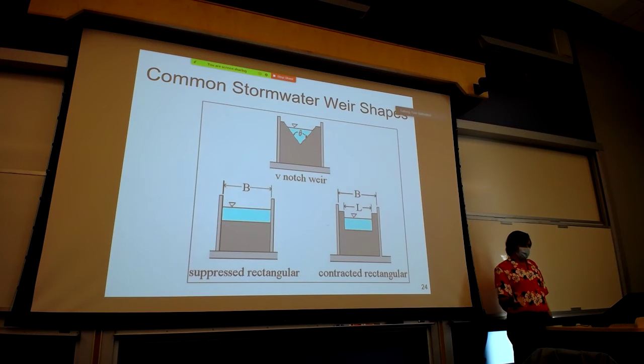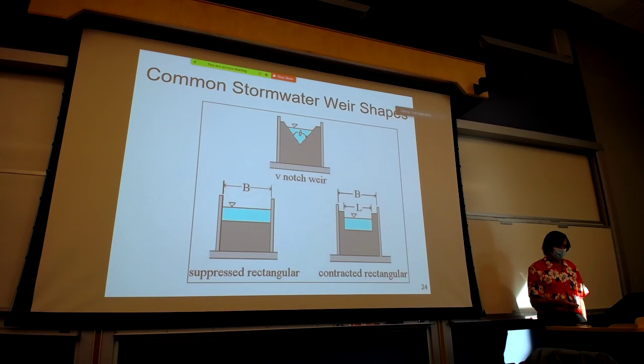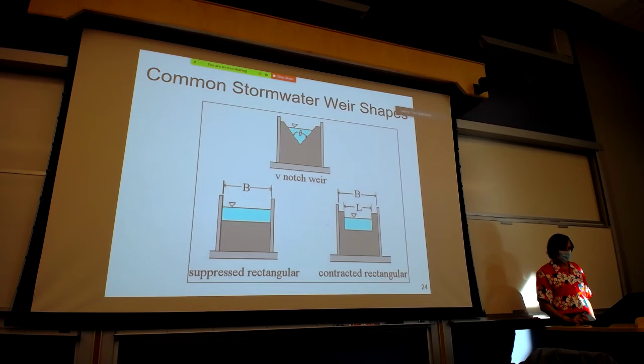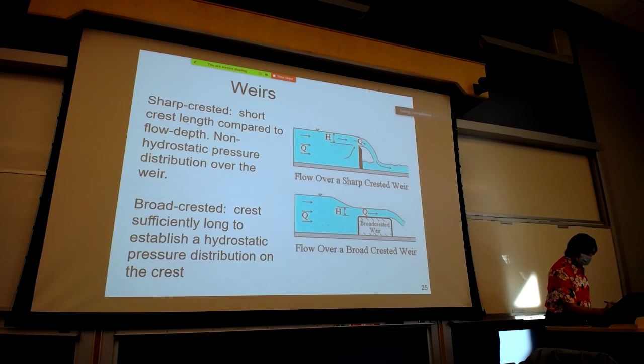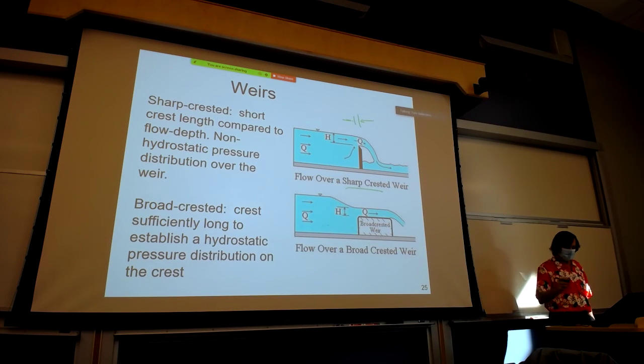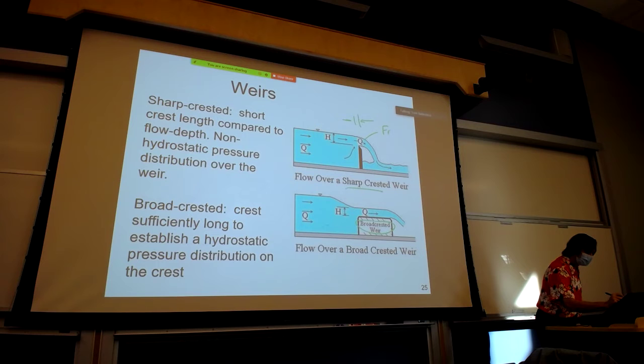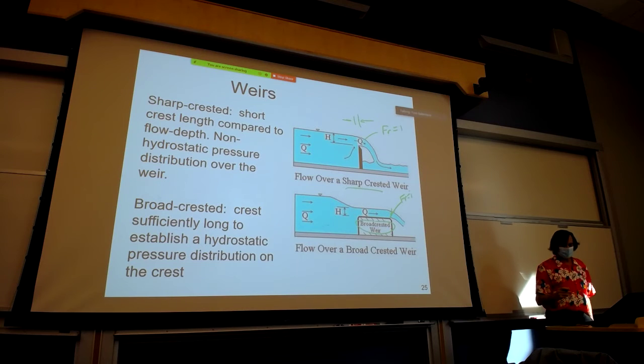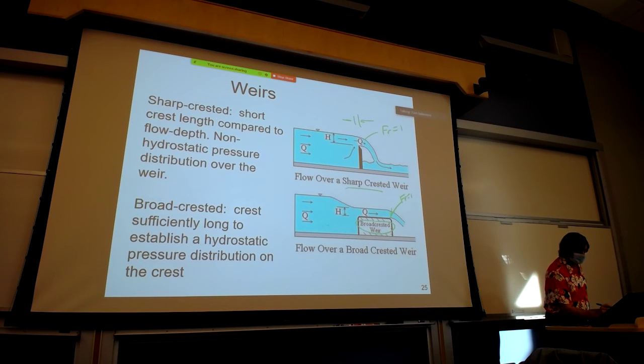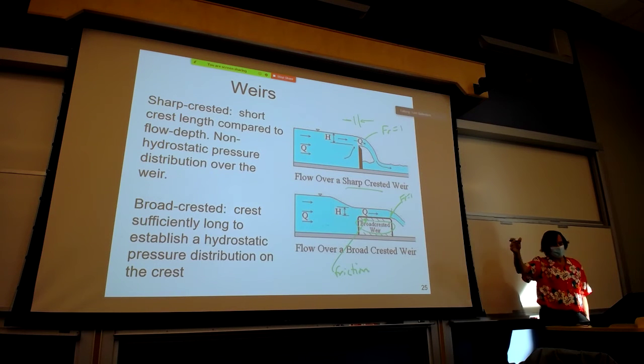So there's many, many different types of geometries. The most common ones we will typically use are a V-notch, a full rectangular weir, or a contracted rectangular weir. But they're the most common, but there are many types. And there's a difference between a sharp-crested weir, in which you have a very narrow weir width along the direction of flow, versus one that's really large. So in both of them, you have Froude number equal to 1. But the difference between the sharp-crested and the broad-crested is you have additional friction losses over the top of this broad-crested weir.